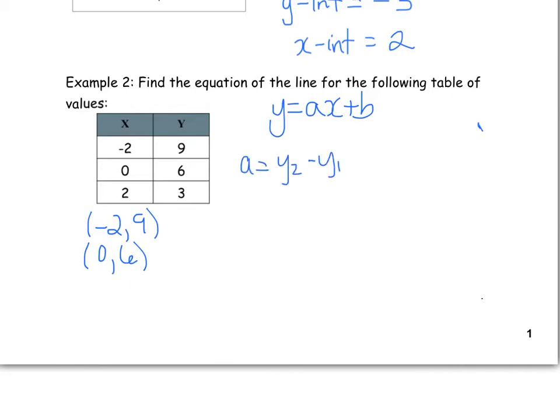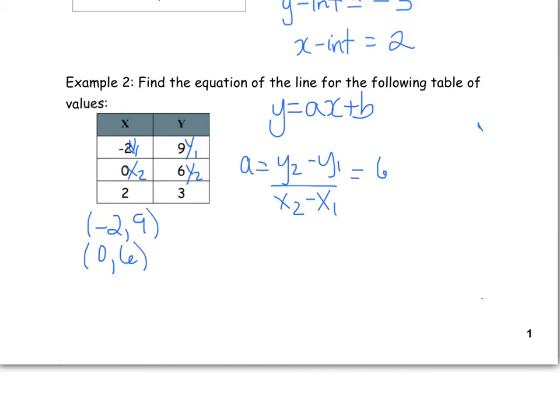y2 minus y1 over x2 minus x1. So I can decide whichever point I want to use. Say I'll make this be my x1. This will be my y1. This will be my x2. This will be my y2. And I'm going to just plug them into the equation.